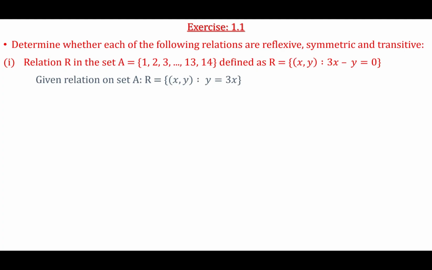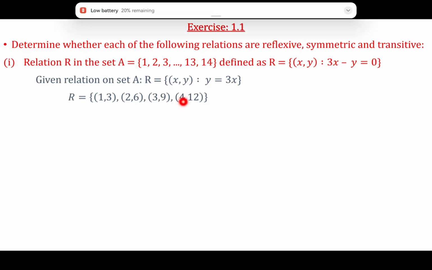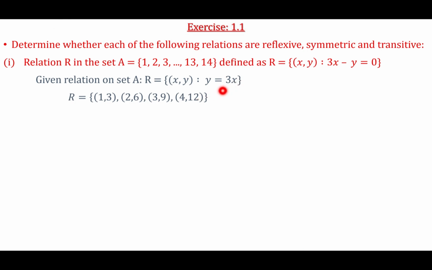Now, I want to write this in roster form. If I plug in the values of x here, for x as 1 it will be 3 times 1, which is 3. If I plug x as 2, it will be 6. If x is 3, it will be 9. If x is 4, it will be 12. I can't keep x as 5, because then the y term is going to be 15, which is not in set A. That is why I stopped here. So this is relation R.